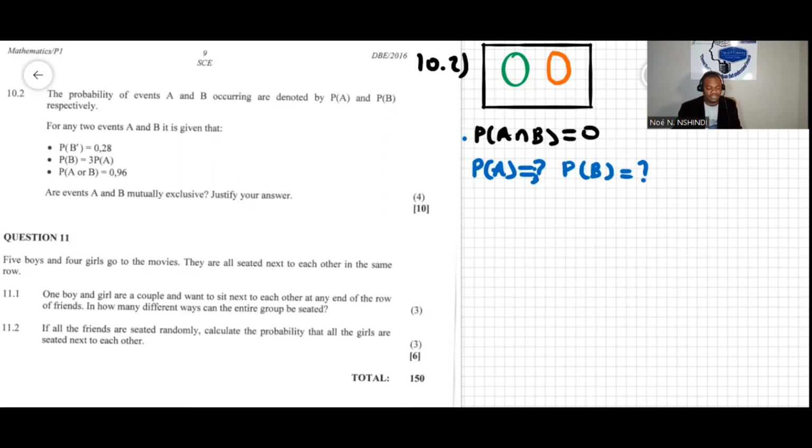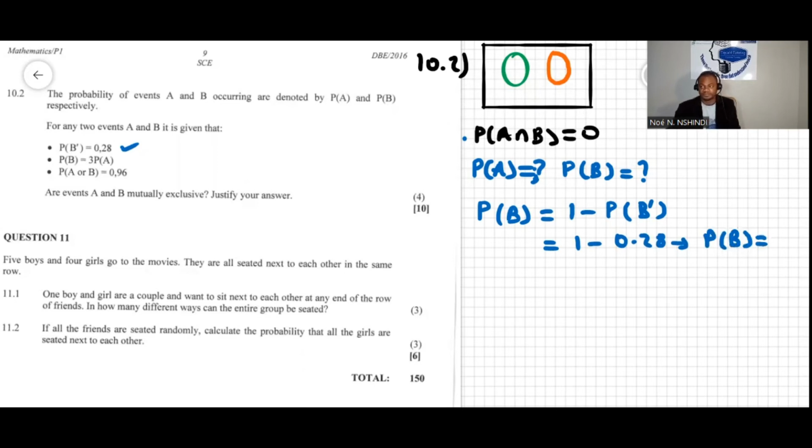If I look here, I have the probability of the complement of B. So we know that the probability of B will be equal to 1 minus the probability of B prime. B prime is given by 0.28, so the probability of B is just equal to 1 minus 0.28, which is 0.72.